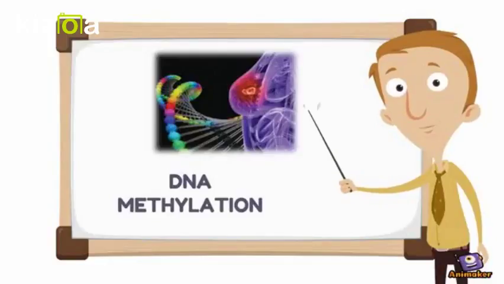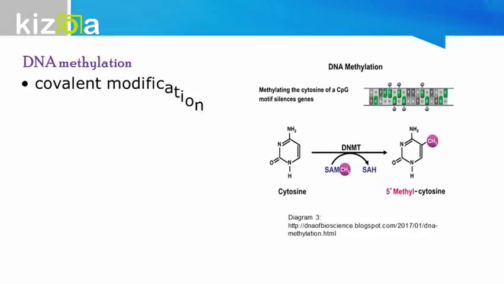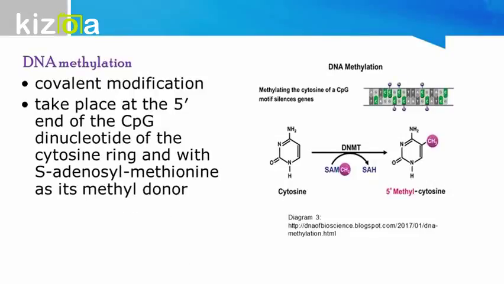Emma, could you please explain more about how DNA methylation causes breast cancer? DNA methylation is the covalent modification that takes place at the 5' end of the CpG dinucleotide of the cytosine ring, with S-adenosylmethionine as its methyl donor, located in the promoter region of genes, to generate 5-methylcytosine.